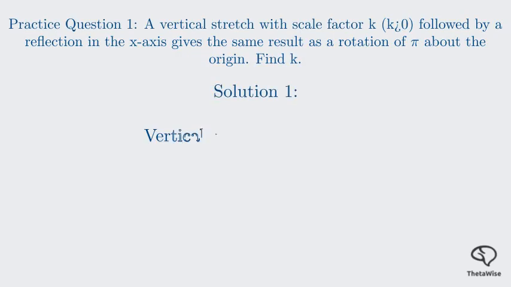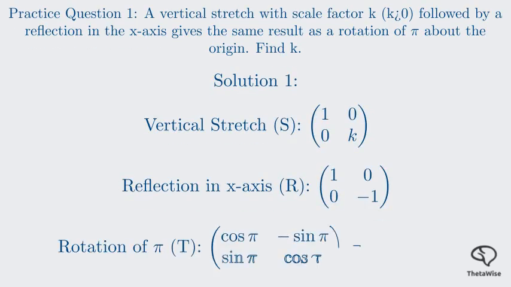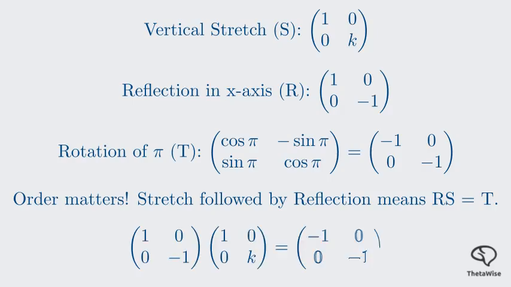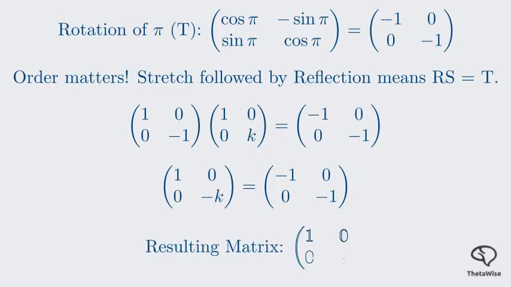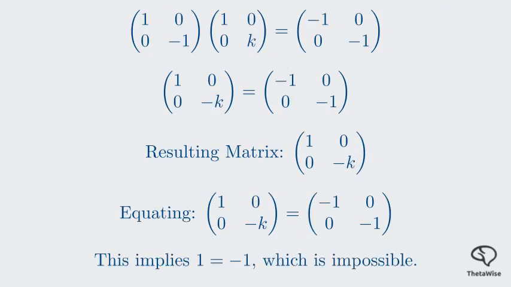Let's work through it. First, we write the matrices for each transformation. The vertical stretch, S, is (1, 0; 0, k). The reflection in the x-axis, R, is (1, 0; 0, -1). The rotation of pi, T, is (-1, 0; 0, -1). The problem states that the stretch followed by the reflection is equal to the rotation. Remember, the first transformation, S, goes on the right. So we have the matrix product RS equals T. Multiplying the matrices, we get (1, 0; 0, -k) on the left side.